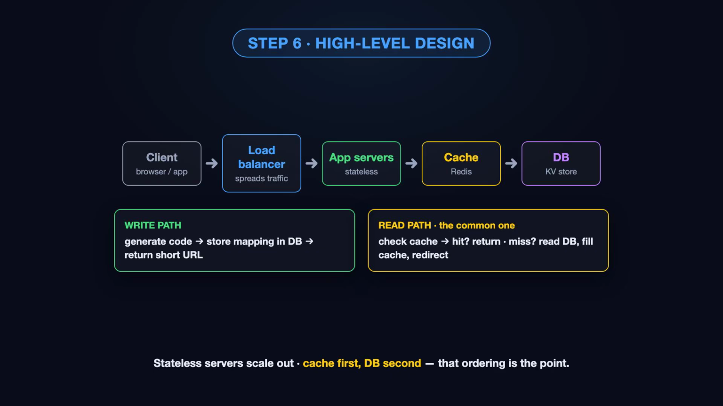Cache hit, return the long URL immediately, never touch the database. Cache miss, read from the database, populate the cache for next time, then redirect. Cache first, database second. That ordering is the point.